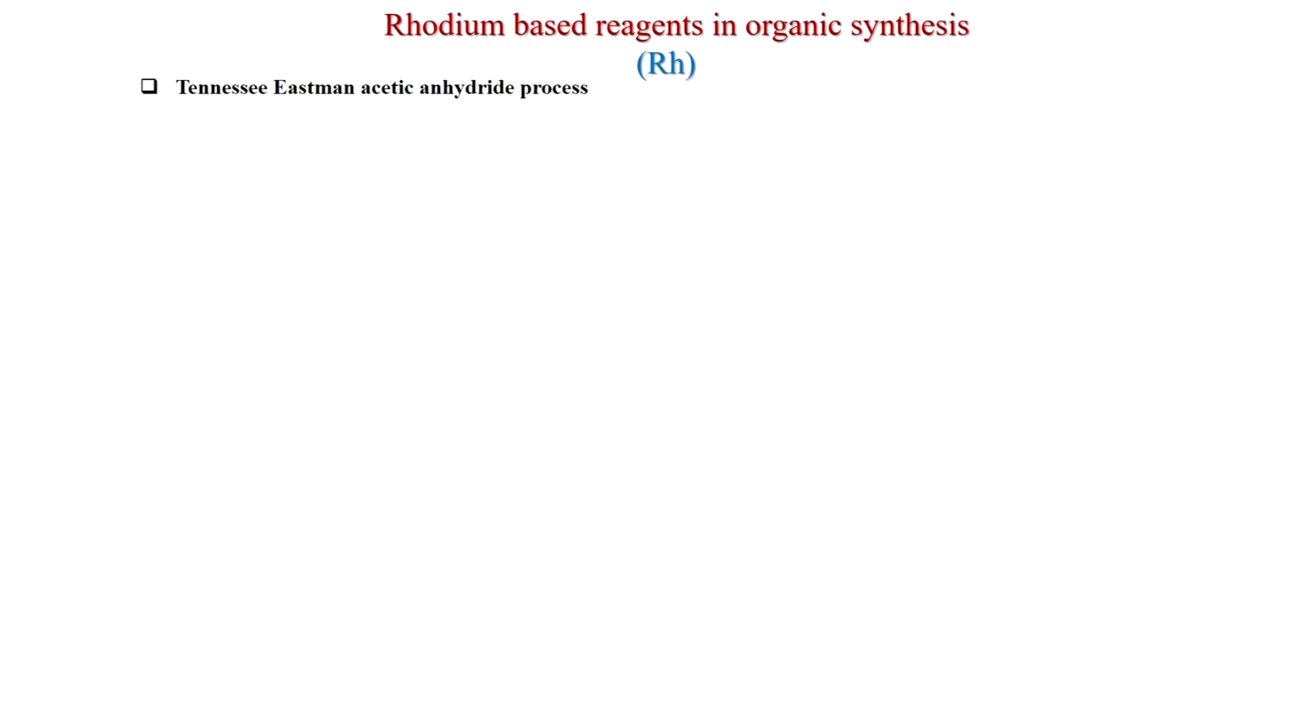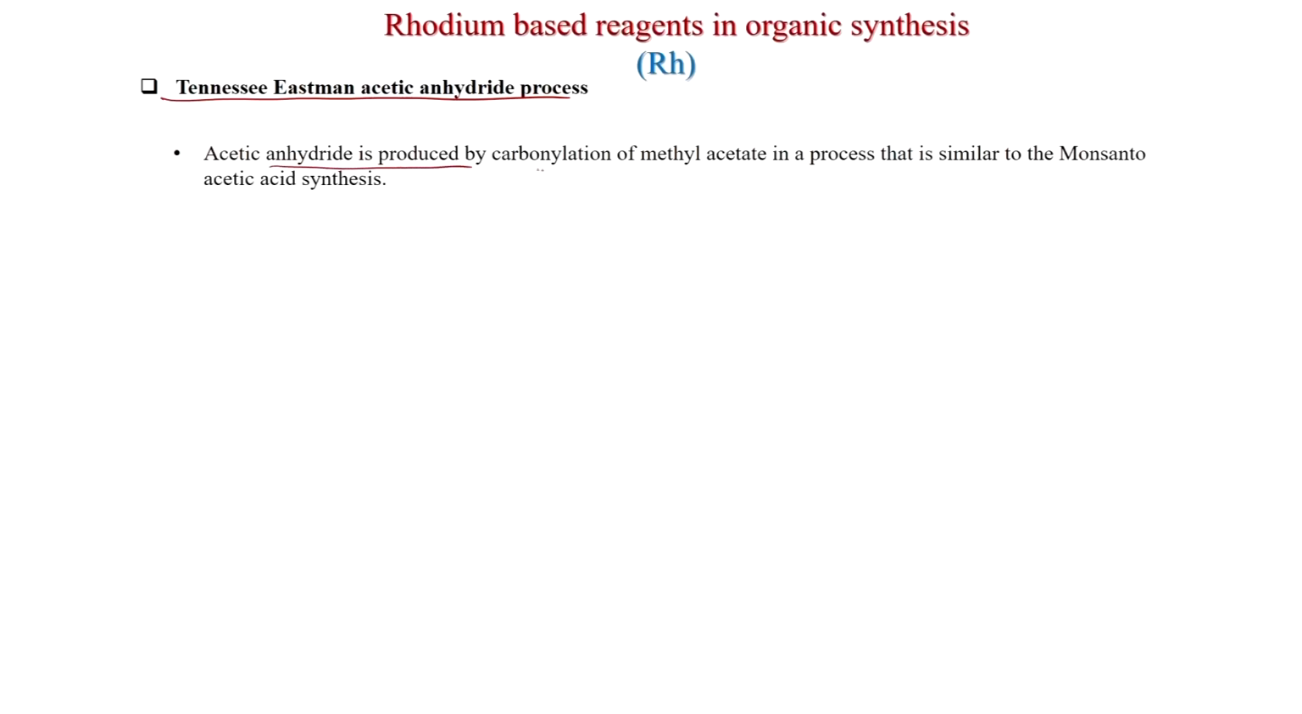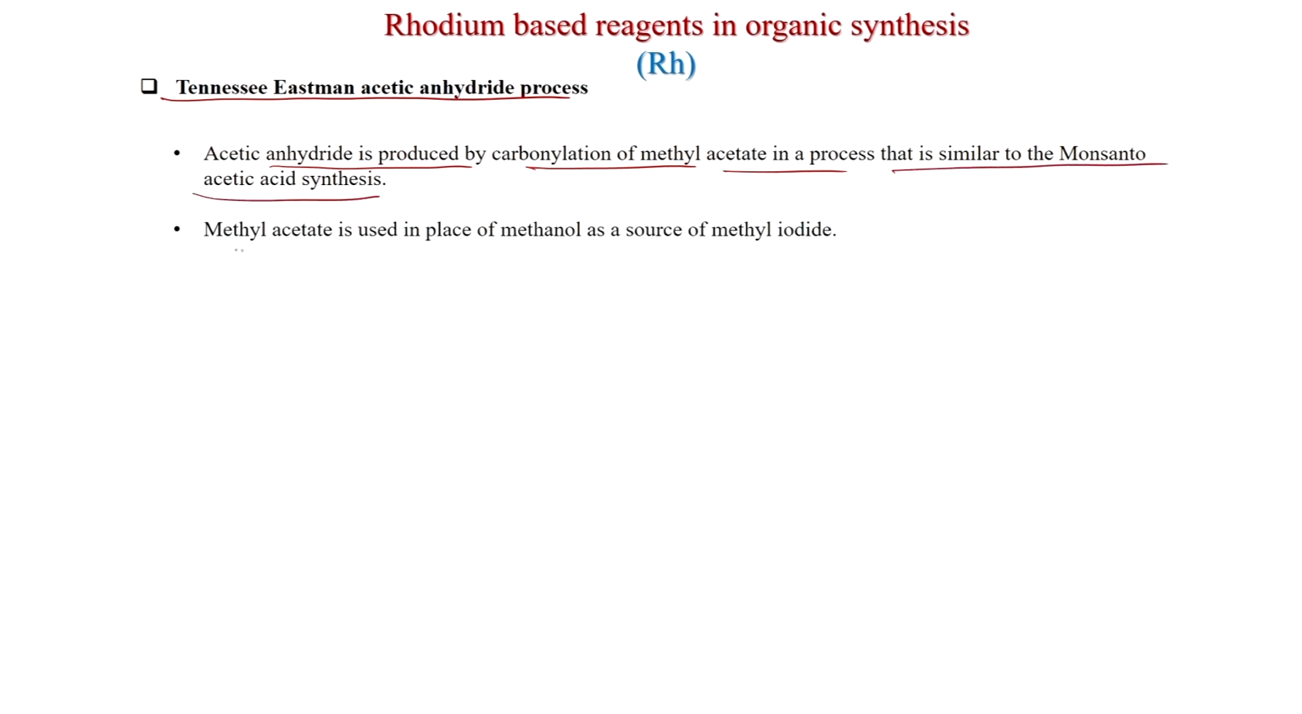So, now we will discuss the Tennessee Eastman acetic anhydride process. As you see, this process is generating acetic anhydride, so it should be done in anhydrous conditions. Acetic anhydride is produced by carbonylation of methyl acetate in a process that is similar to the Monsanto acetic acid synthesis. Methyl acetate is used in place of methanol as a source of methyl iodide. So, this is the reaction: methyl acetate and carbon monoxide will generate the acetic anhydride.